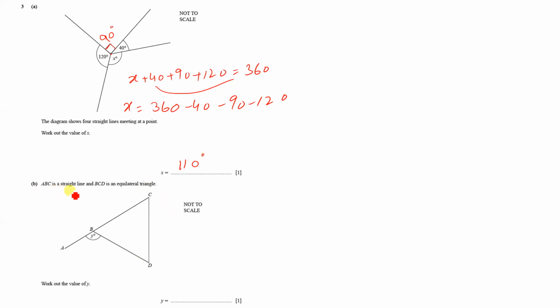Part B, ABC is a straight line and BCD is an equilateral triangle. So work out the value of y. So since BCD is equilateral, it means all the angles are equal, and each of the angles is 60 degrees. Now, since these are the angles on a straight line, y plus 60 must be equal to 180 degrees, and this gives us value of y, that is equal to 120 degrees.